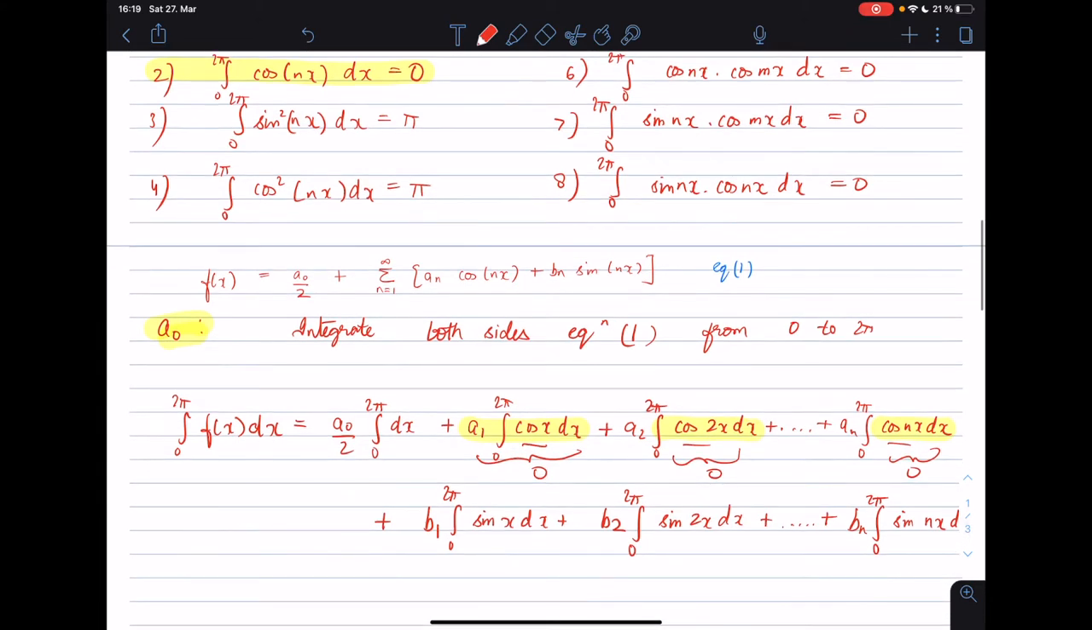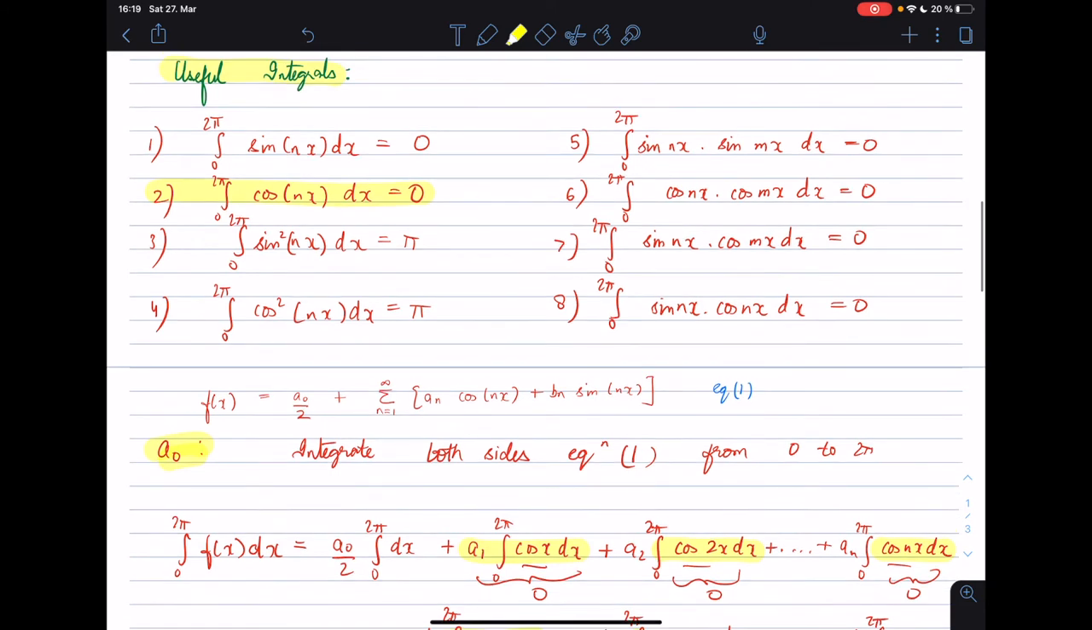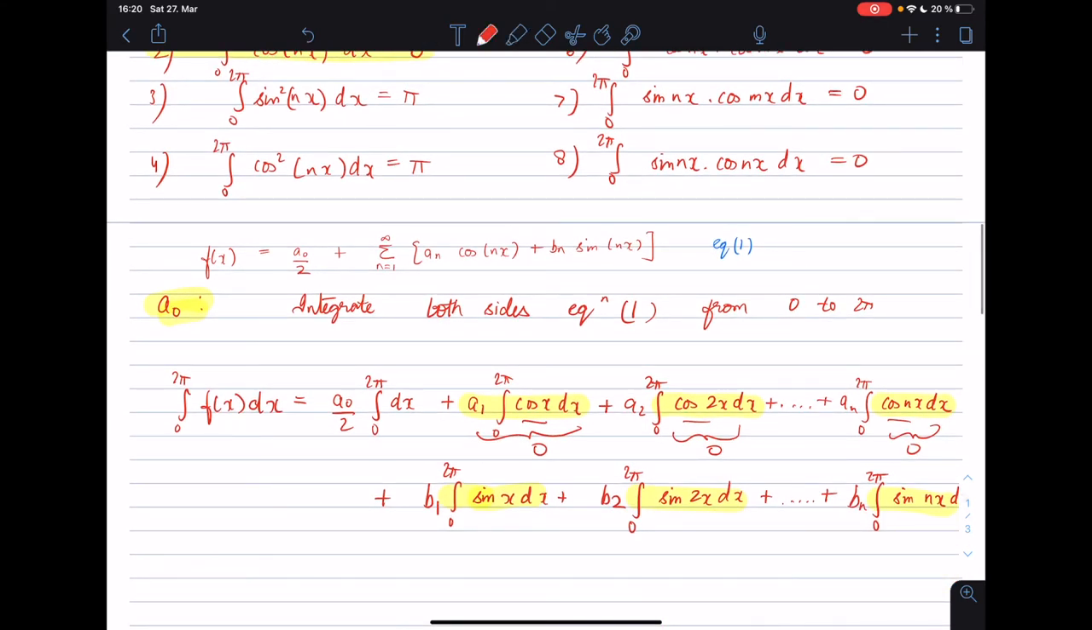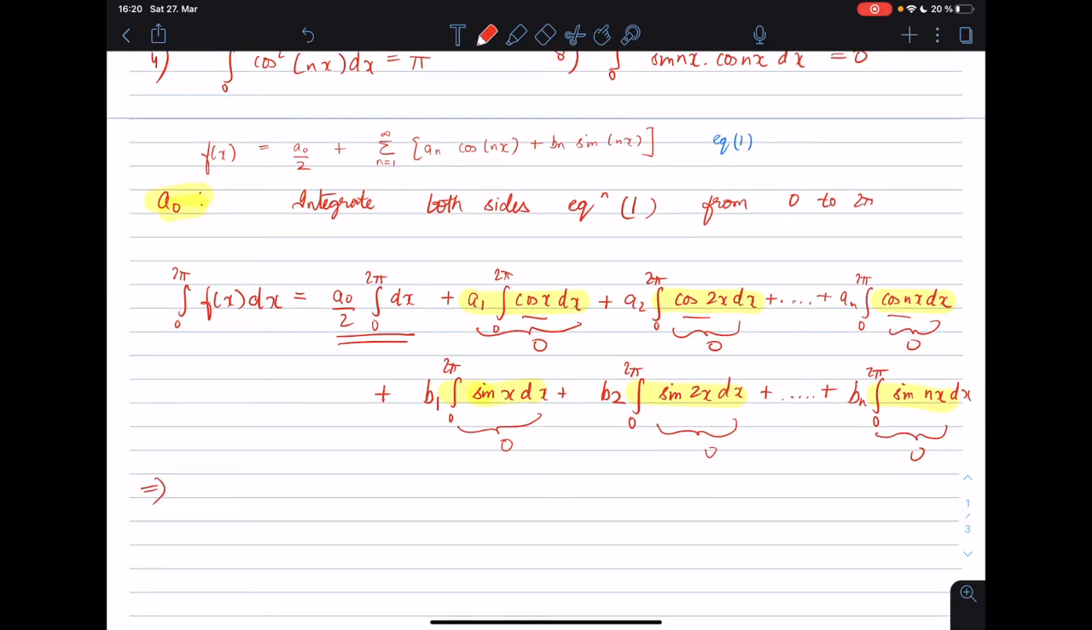And then similarly, these terms, that is the integral of sine x from 0 to 2 pi, the integral of sine 2x, sine nx, etc., are also 0, because in our useful integral number 1, we have that the integral of sine nx dx from 0 to 2 pi is also equal to 0. So all these terms also come out to be 0. So the only thing we have left is the first term in our equation. So we have here the integral from 0 to 2 pi of f of x dx is equal to a naught by 2.